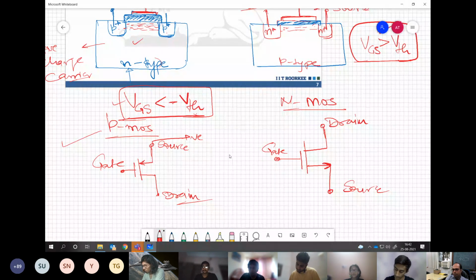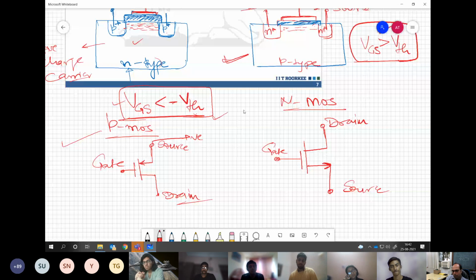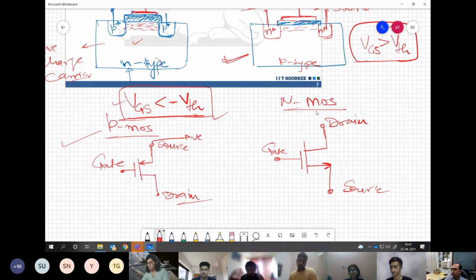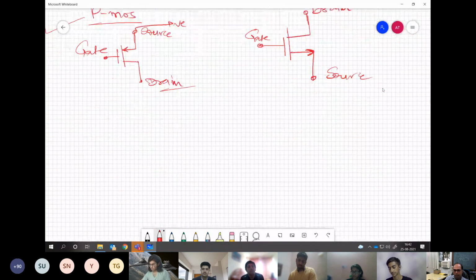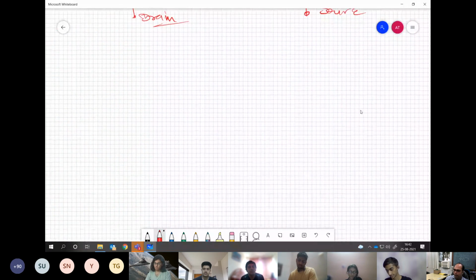Yes or no? Yes, sir. This you have understood, right? This is a new type of device we are discussing. And we have understood how to turn on this device and how to turn off this device. That is fine, right? There is no confusion in that. Now, let us see the characteristic of this device and how it behaves during the cutoff and saturation region.